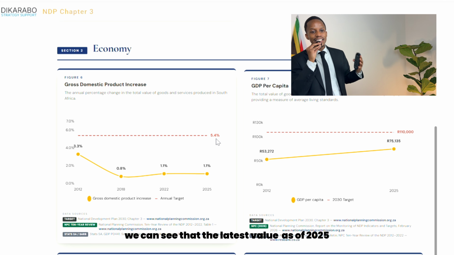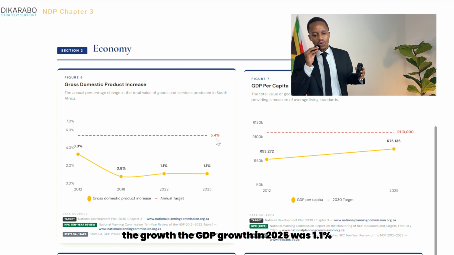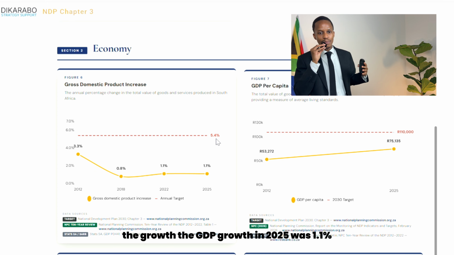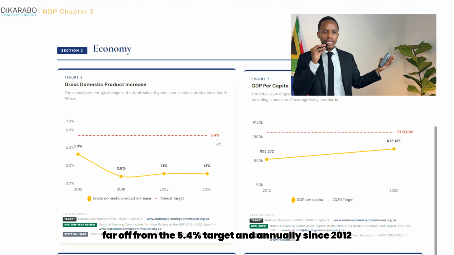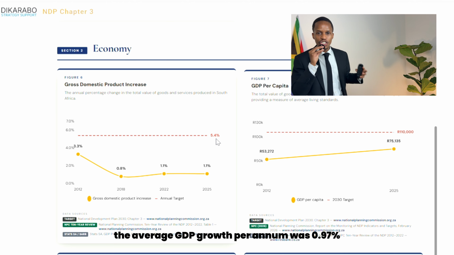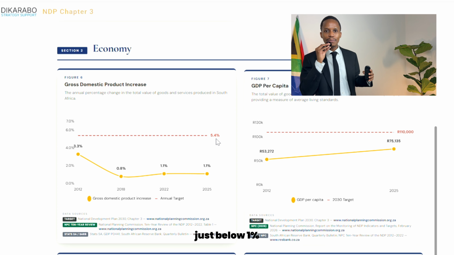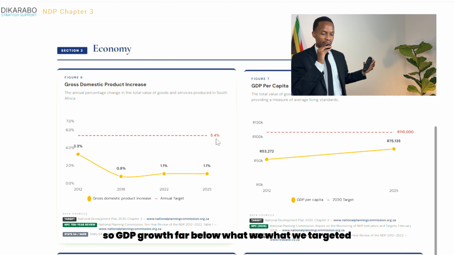We can see that the latest value as of 2025, the GDP growth in 2025, was 1.1%, far off from the 5.4% target. And annually since 2012, according to my calculation, the average GDP growth per annum was 0.97%, just below 1%. So GDP growth is far below what we targeted.